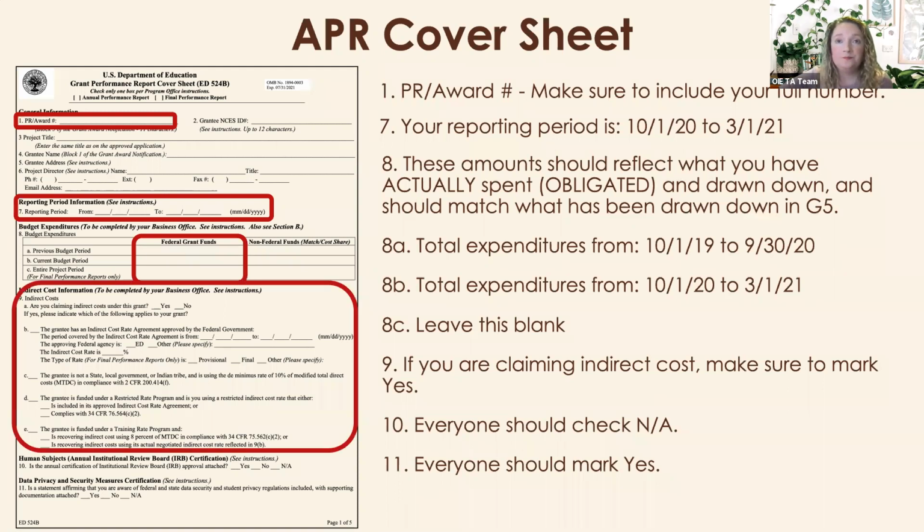All right. Next up is the really large chunk of number 9. If you're claiming indirect cost, make sure that on number 9, where it says, are you claiming indirect costs under this grant, you mark yes. And then you're going to have to mark at least one thing on that B through E section, just indicating what type of indirect cost rate you're using and what that rate is. So make sure that if you are claiming and drawing down indirect funds, then you mark yes and then indicate that rate there.